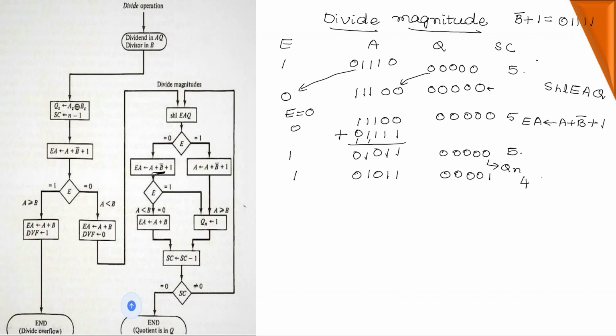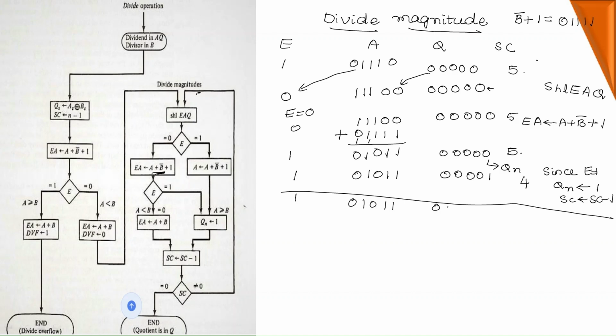So in this step what you are doing? Since E is equal to 1, you are inserting 1, and the sequence counter will be decremented by 1, right? So this is completed. The value of E is 1, A is 01011, Q is 00001 and sequence counter is 4. Now we will repeat the process because the sequence counter is not equal to 0.